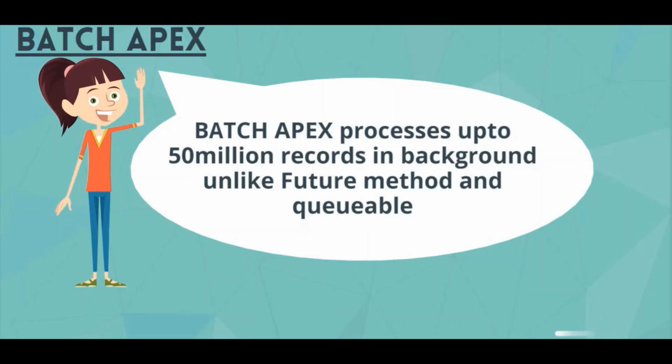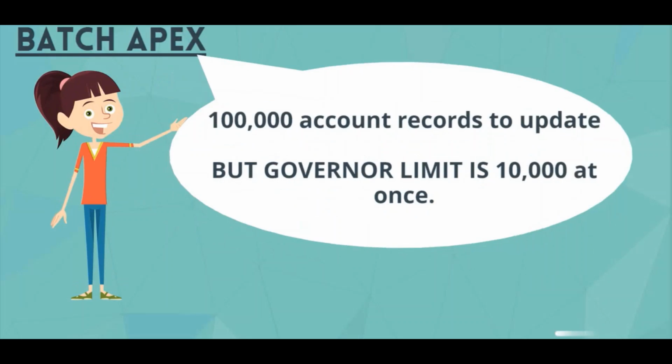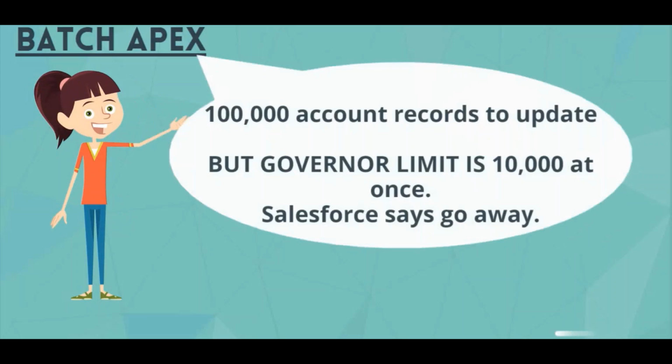Batch Apex processes up to 50 million records in the background, unlike the future method and queueable. Future and queueable still adhere to the governor limits that we have for asynchronous. But batch Apex will process 50 million records at once. So as per Qboy's requirement, we have 1 lakh account records to update. But the governor limit is of course 10,000 records at once. That is the reason Salesforce said go away. I cannot insert 1 lakh records at once.